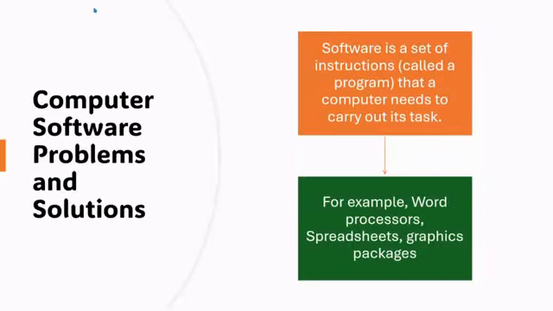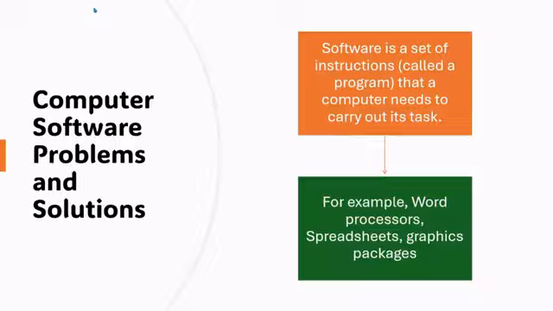Moving right along, let's look at some computer software problems and solutions. So first and foremost, what's software? Software is a set of instructions, and we refer to these instructions as a program, that a computer needs to carry out its task or its function.